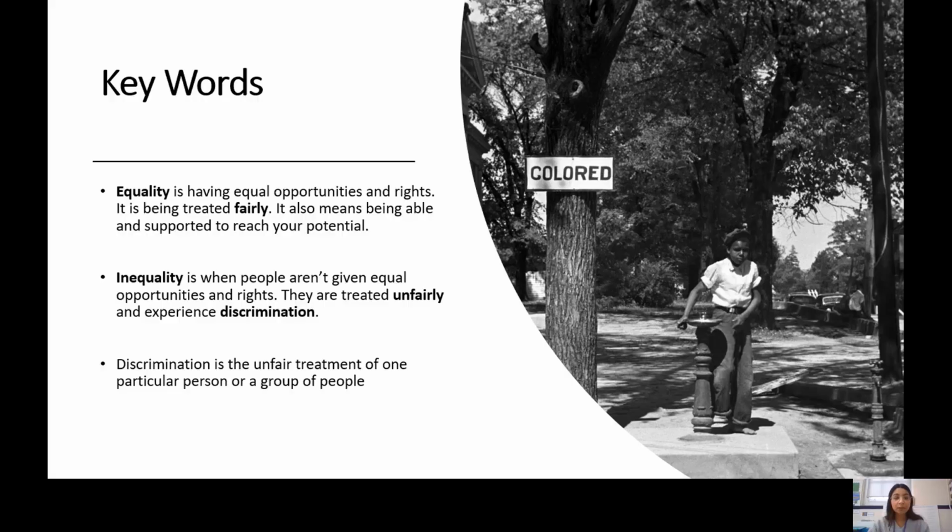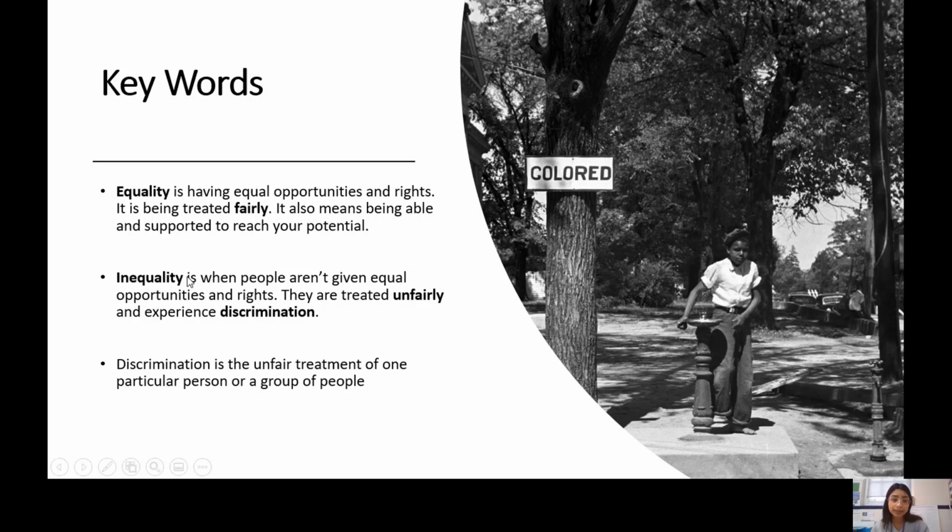Okay, so we have some keywords first, and these will help us to understand the WALT and today's lesson, which is all about equality and how it has changed over time. So the first word is equality. And this means having equal opportunities and rights. It means to be treated fairly, and it also means being able to be supported to reach your full potential. So we know equality is to be treated fairly to allow an individual or a person to reach their full potential.